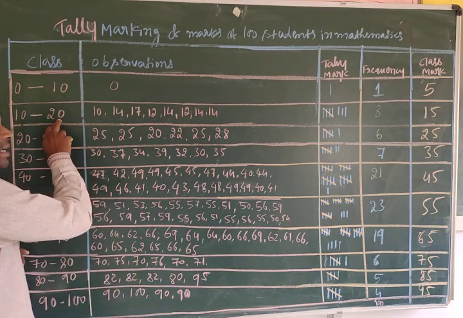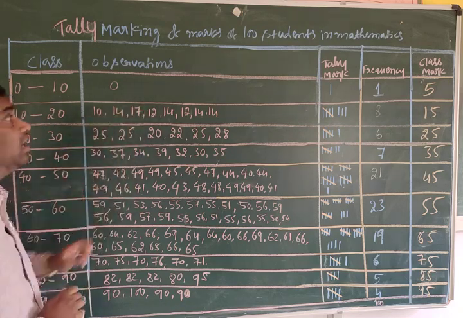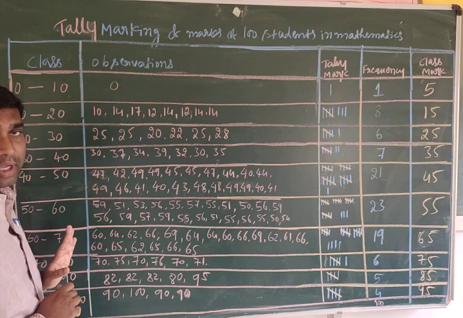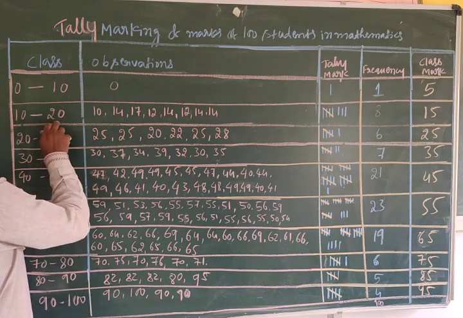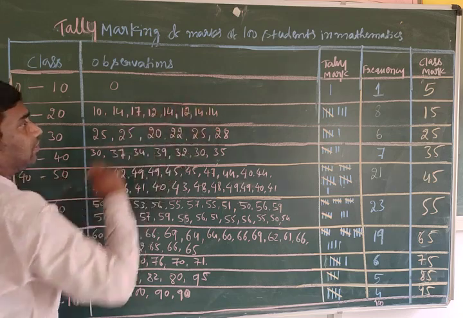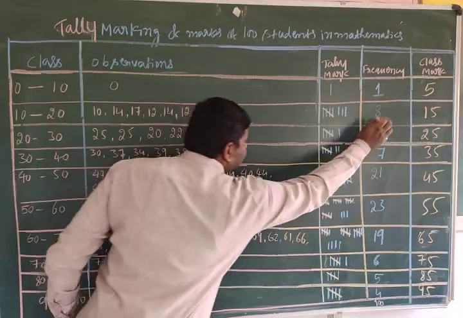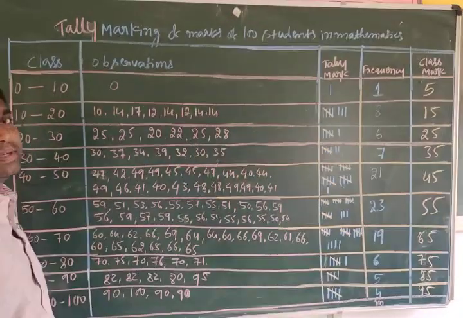10 to 19, how many got? See here, we mention how many got. That is the observation. Okay, so here 10 to 19, how many got? 1 2 3 4 5 6 7 8. Okay, how many? 8 is their frequency. Already we discussed in the previous table.